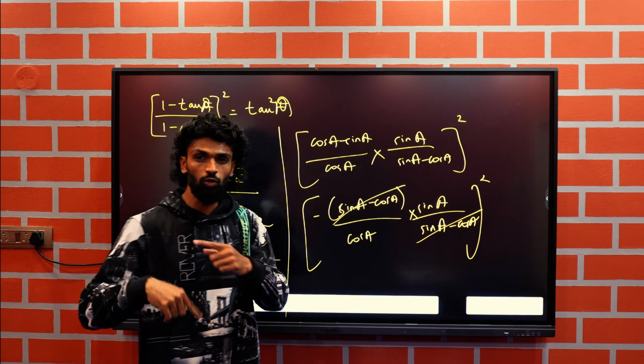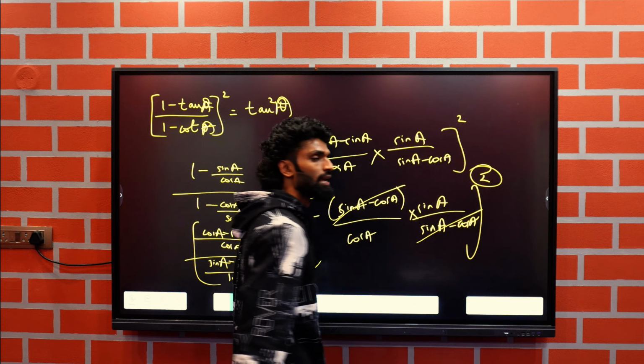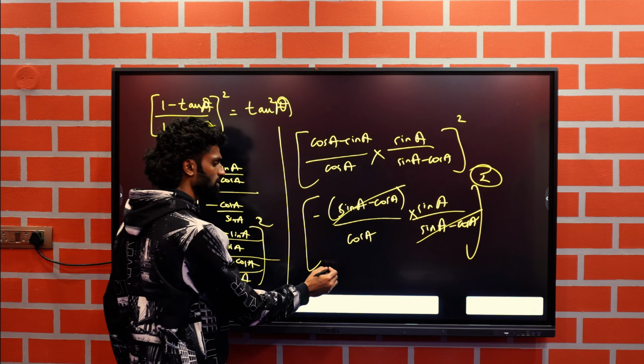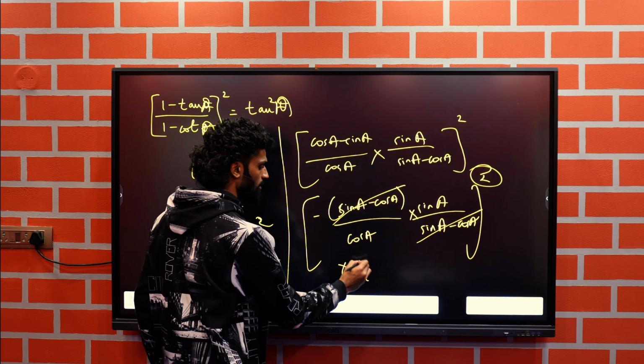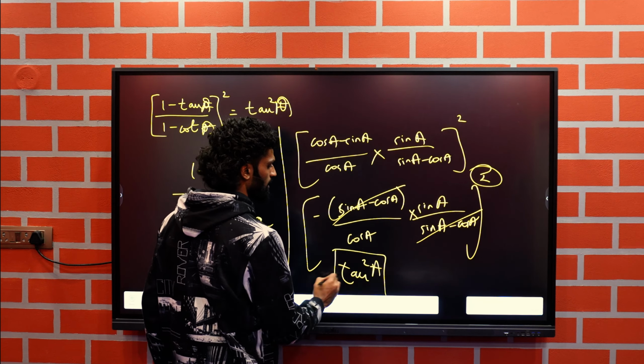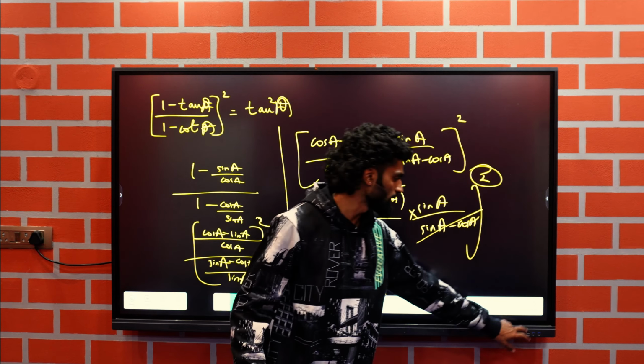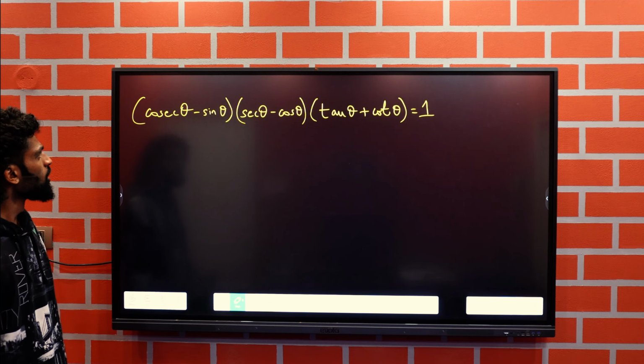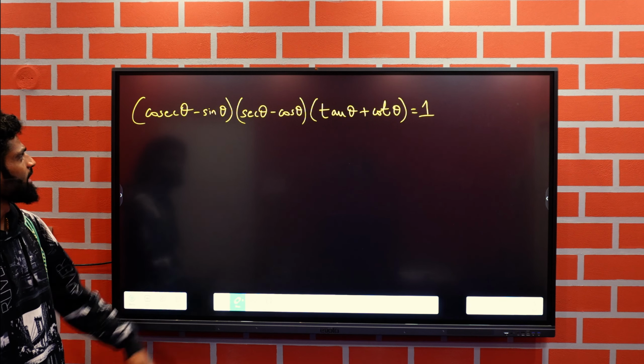The reason I'm playing on this is because I have a square. Negative square always becomes positive. So the answer becomes tan square theta. This is your RHS, hence proved. Write that. Look at this left hand side. Looks more complicated. So we start off with that one.